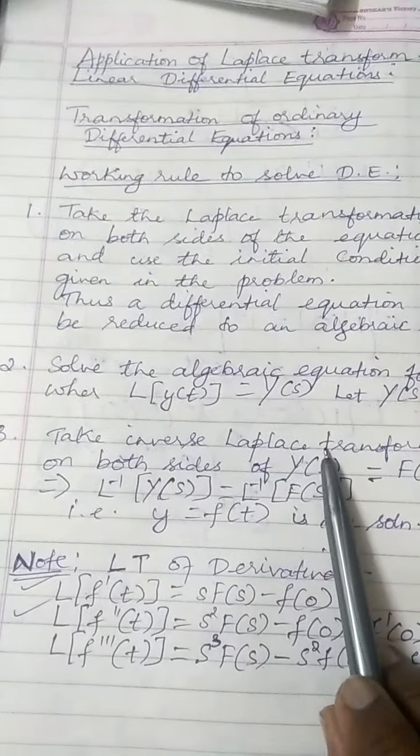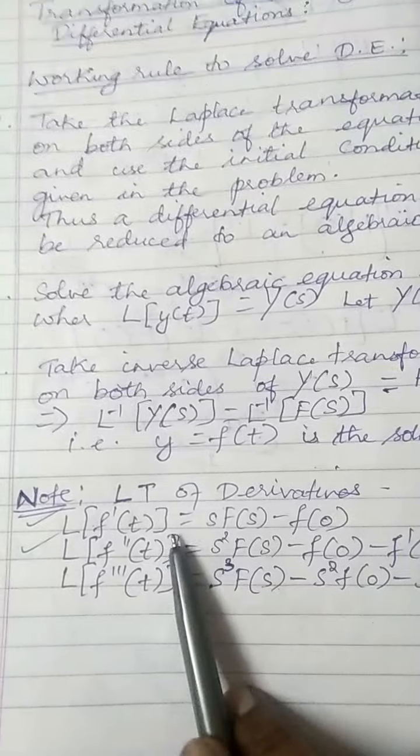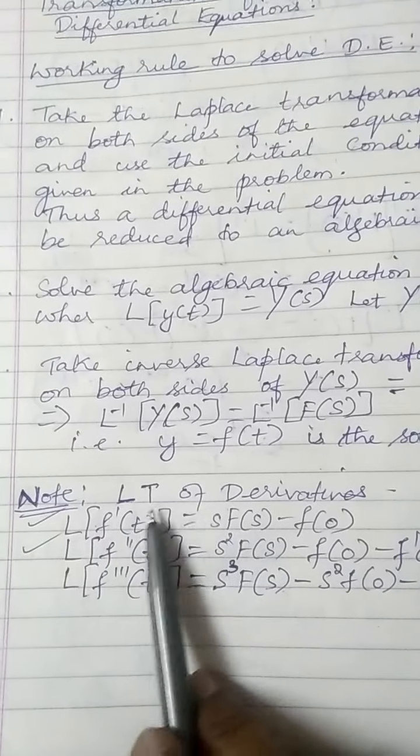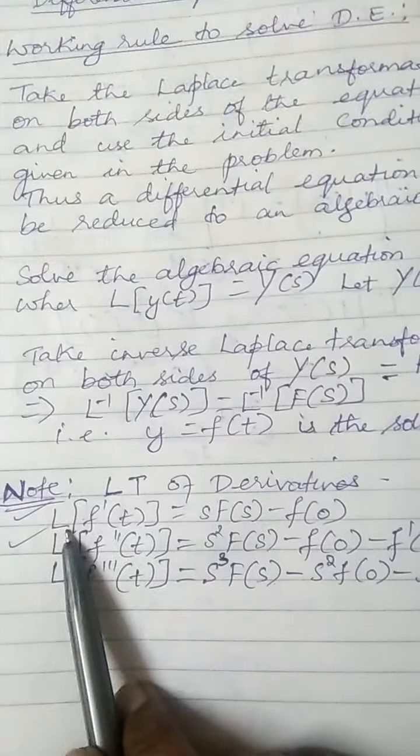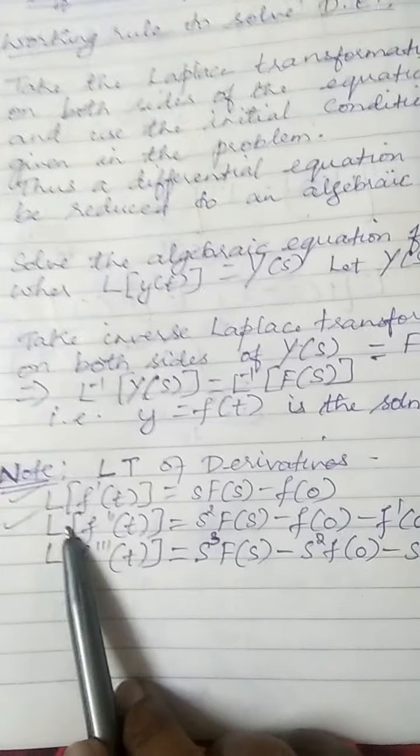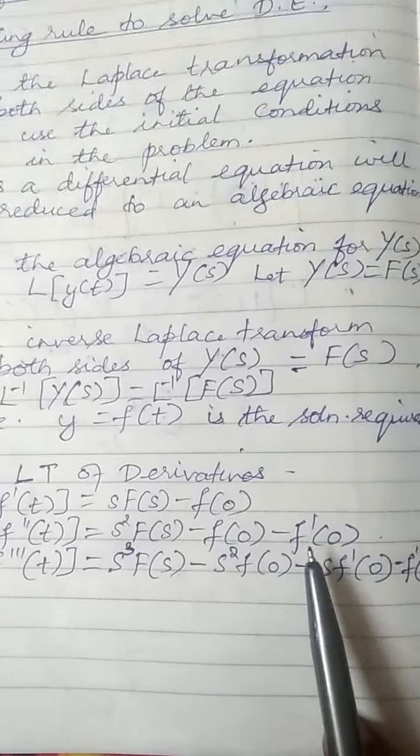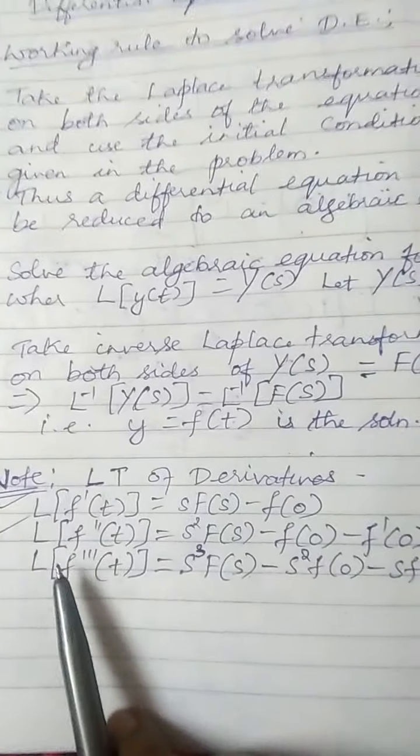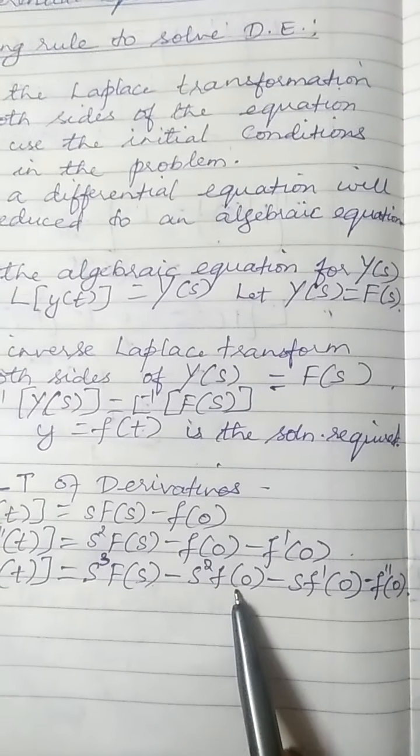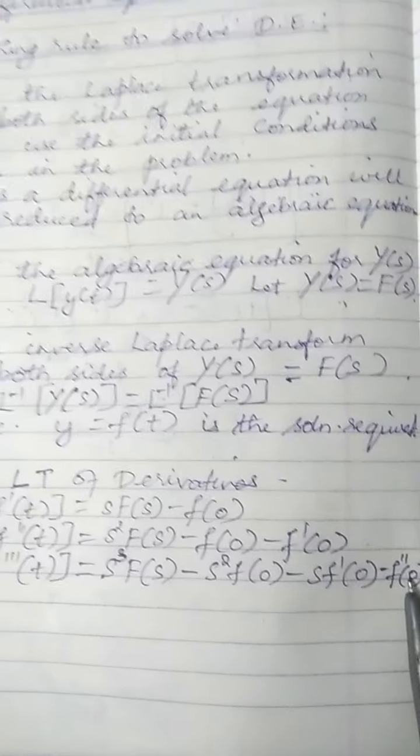Now, to solve these linear differential equations, we need to remember the formulae for the Laplace transform of derivatives. We have already learnt the Laplace transform of derivatives, in which L of f dash of t is equal to s f of s minus f of 0. L of f double dash of t is equal to s square f of s minus s f of 0 minus f dash of 0. Further, L of f triple dash of t is equal to s cube f of s minus s square f of 0 minus s f dash of 0 minus f double dash of 0.